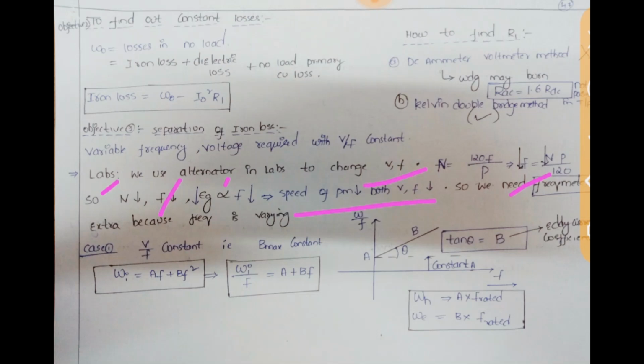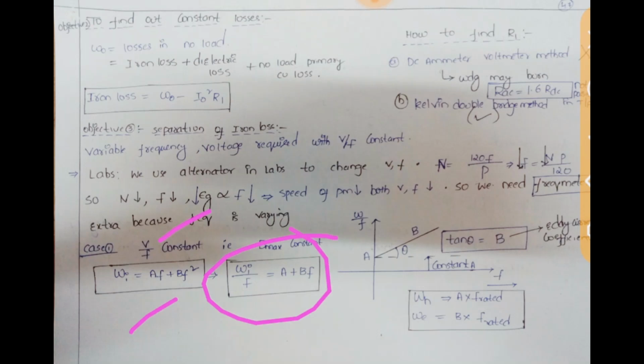Now I hope you have understood how we are varying V and F while keeping V by F constant. And I told you, since V by F is constant, B max is constant, and Wi equals AF plus BF square. This I told you in the last video. When V by F is constant, hysteresis losses are proportional to F and eddy current losses are proportional to F square. Now I bring the F downwards, then it becomes Wi by F equals A plus BF.